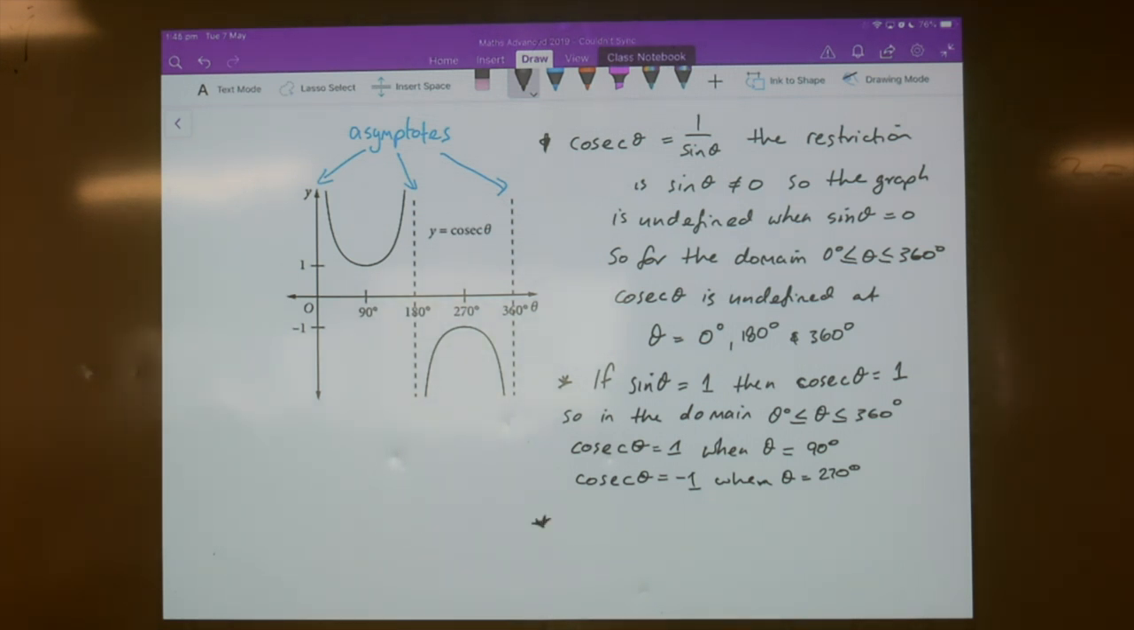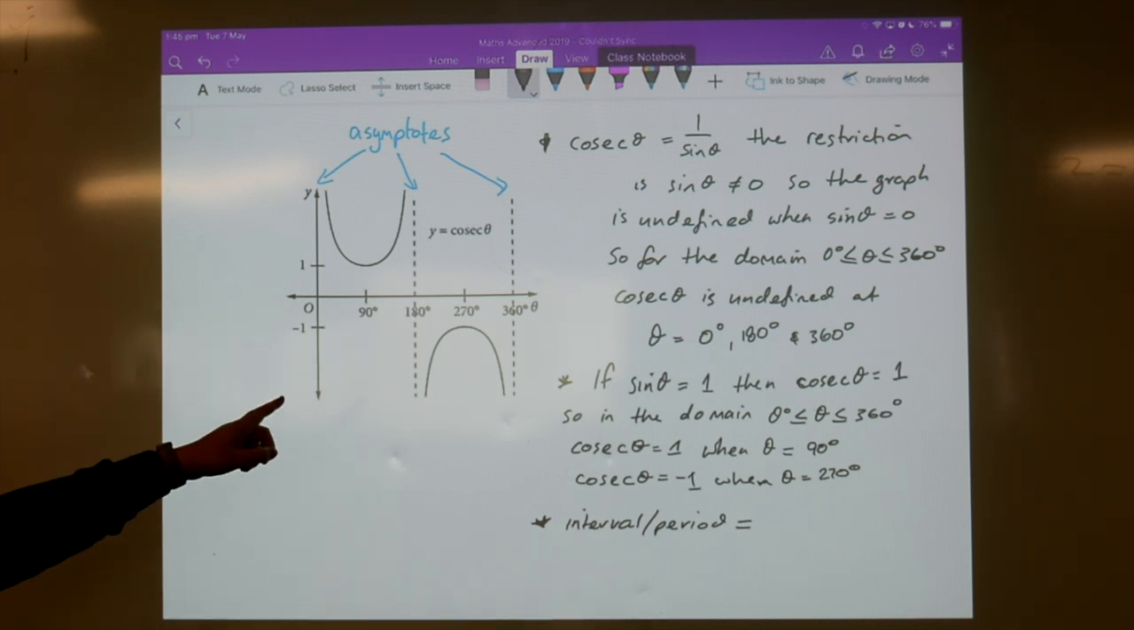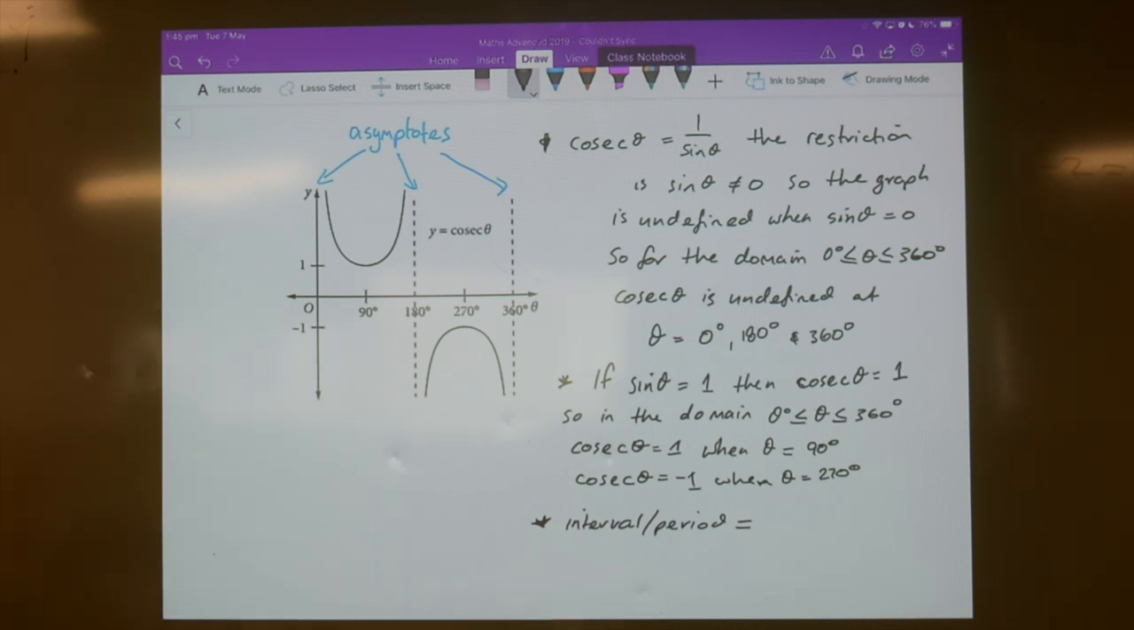Last little point. The interval or period for this one is what? When does the pattern start repeating again? After what number? 360. Because it's an upwards and then a downwards, and then it'll be an upwards and downwards again. But that's after 360. Okay? So 360 is our interval period.